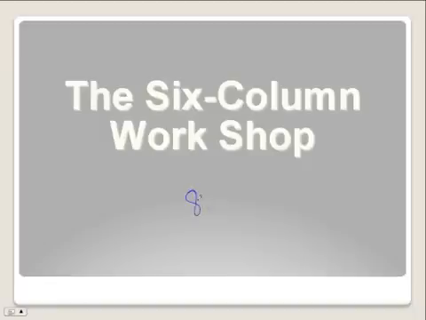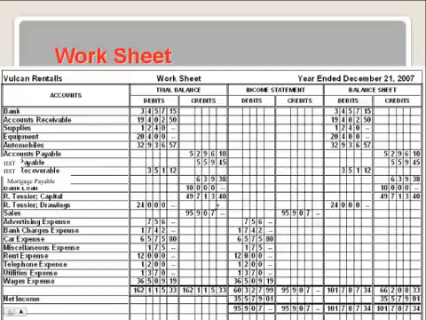Today we are going to be looking at 8.1, the 6-column worksheet. What is a 6-column worksheet and what does it look like? Well, here is an example of a 6-column worksheet. As you'll see, there are 6 columns: 1, 2, 3, 4, 5, 6.